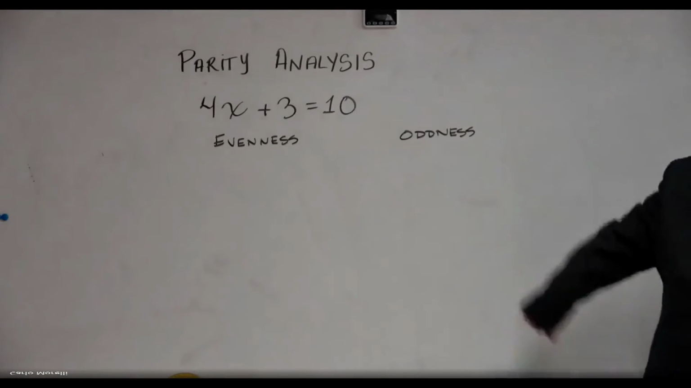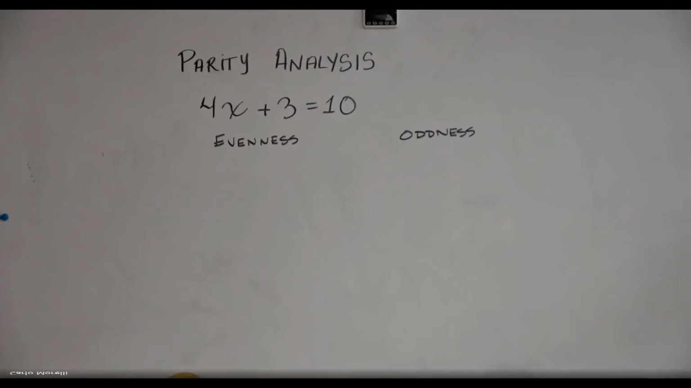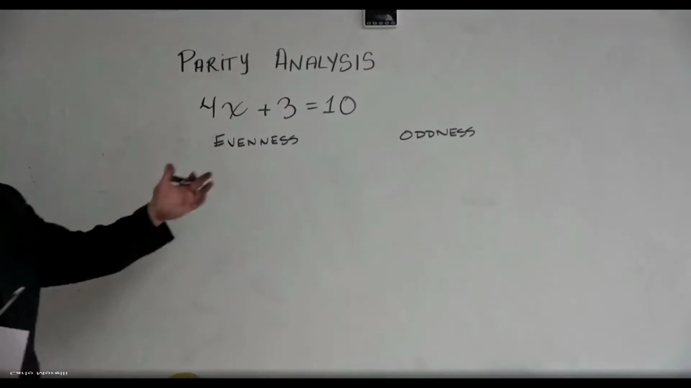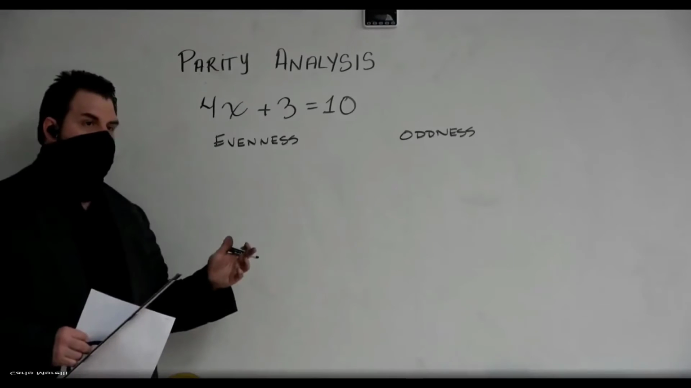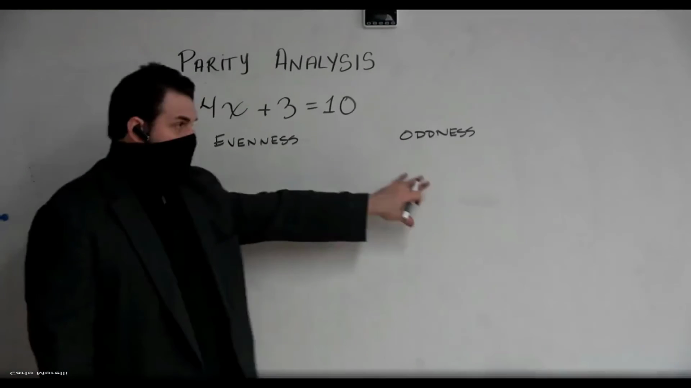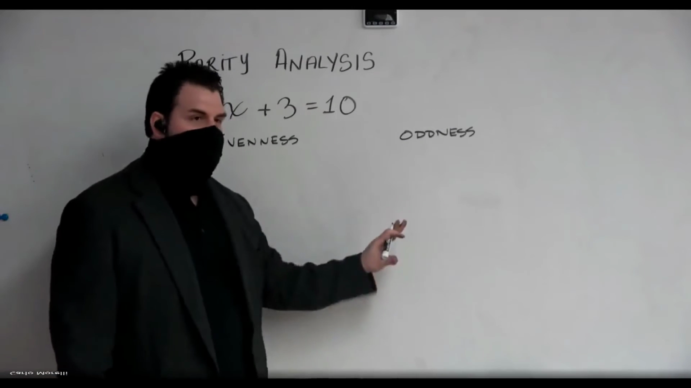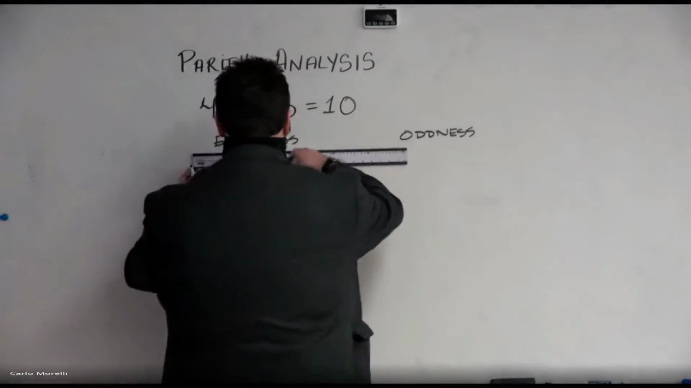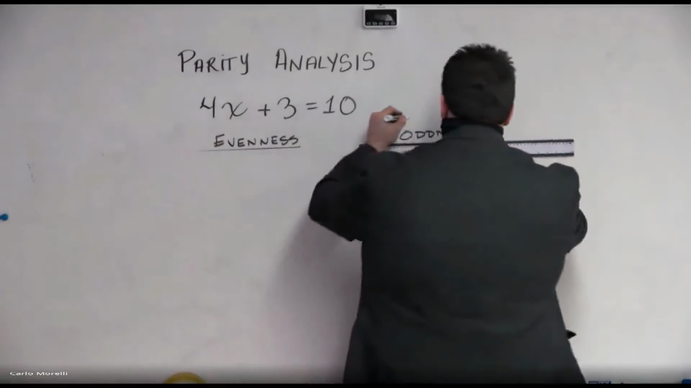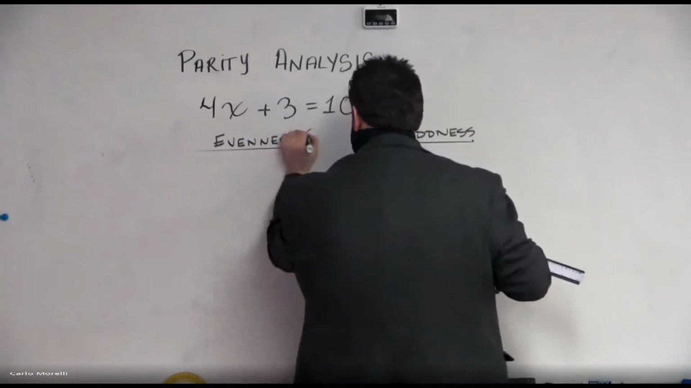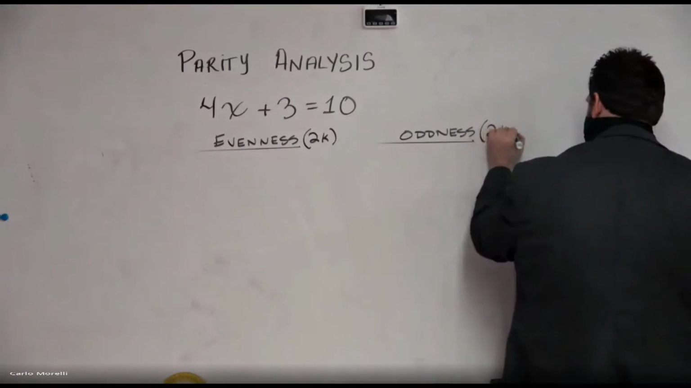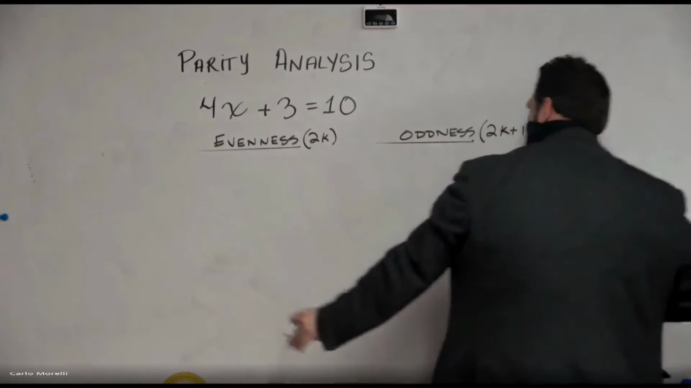We're going to perform evenness first. If it passes evenness, we're done. We know that x must be an even integer, okay? If it fails and we perform our oddness test and it passes the oddness test, we're done. X is going to be an odd integer for sure. If it fails both of them, x is not an integer, okay? That's powerful. So let's do the evenness test first. Remember, evenness is where we substitute 2k. Oddness is where we substitute 2k plus 1. All right, let's do it.